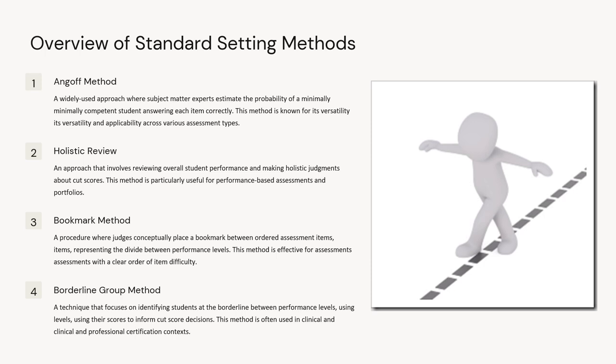Another method is the holistic review method, and this involves reviewing overall student performance by an expert team, and is used for performance-based assessments and portfolios. The bookmark method we talked about. The borderline group is very important to define, and this is where experienced experts who are examiners will be able to say that this is the borderline group, and this particular exam question, the borderline group will definitely fail, and then you can, based on that and the probabilities, develop the cutoff point.